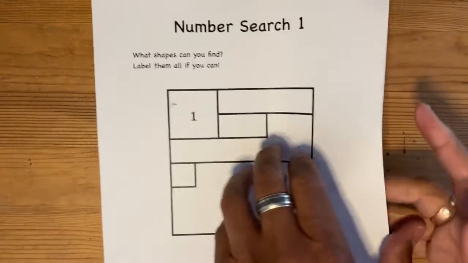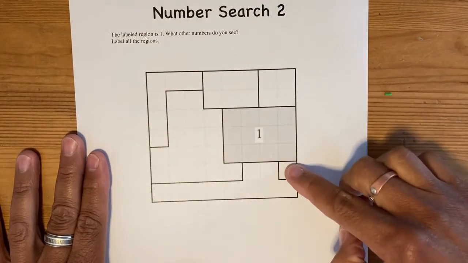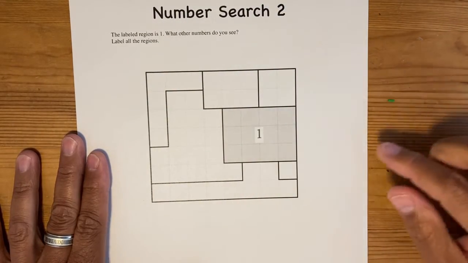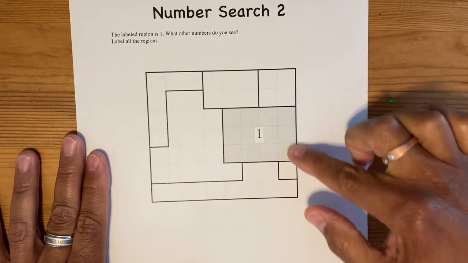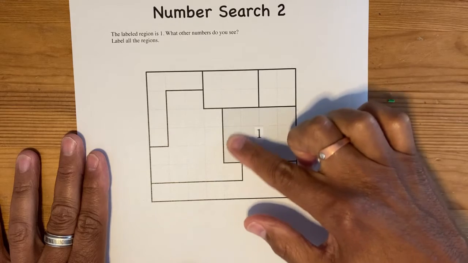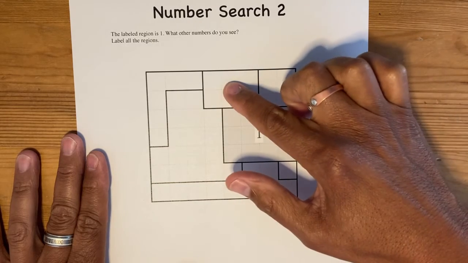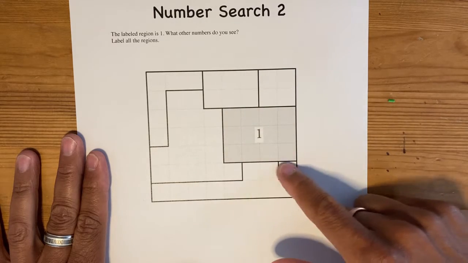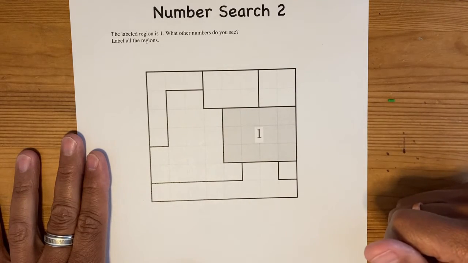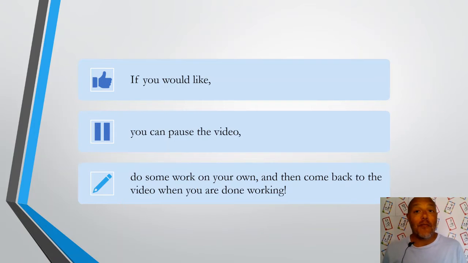Then on the next page, we're going to search for some more numbers. We're going to search for numbers for each of these other regions. And on this one, this shaded space here is considered 1. So if this is a 1, what number would you give to this region, and this region, and this region, and these other regions here? Have fun. If you'd like, you can pause the video, do some work on your own, and then come back to the video when you are done working.